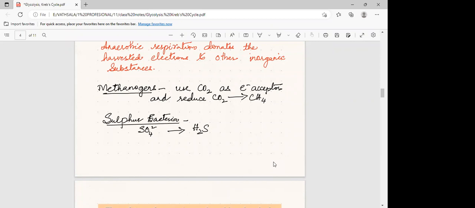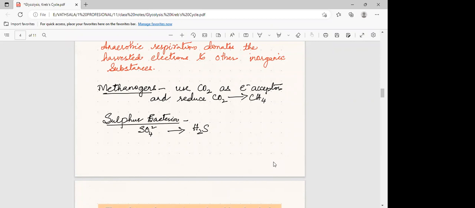In the presence of oxygen, what is given out? Water and carbon dioxide. Carbon dioxide, which is produced from? Carbohydrates. Organic, yeah, carbohydrates, that's right.